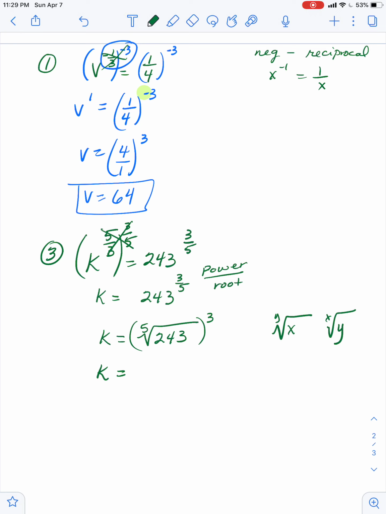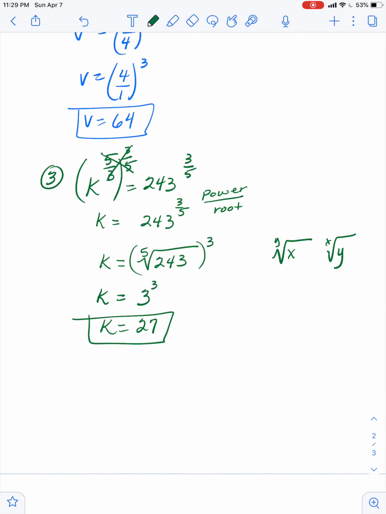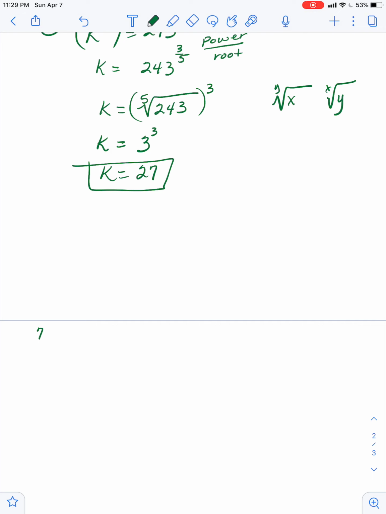Okay, so that should be 3 if you put it in your calculator. And then we have 3 cubed, which is 27. Okay? And you're done there. Okay? Let's go ahead. Keep losing my worksheet. Okay, I'm not going to do number 5 because it's pretty much exactly the same. So I'm going to jump on down to 7. Again, you were responsible for 5, even though I skipped it.